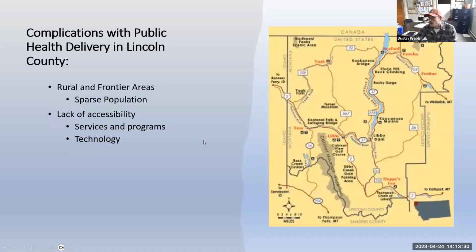And so with this program, which we'll get into a little bit later, we wanted to solve one of the biggest hurdles that the majority of counties in Montana experience with public health delivery, and that's accessibility. Many of the counties have a rural and frontier setting when it comes to public health delivery that includes sparse populations. Lincoln County has a total of about 20,000 residents spread out over a geographical area the size of Delaware and Rhode Island combined, just to give a glimpse at what that looks like.